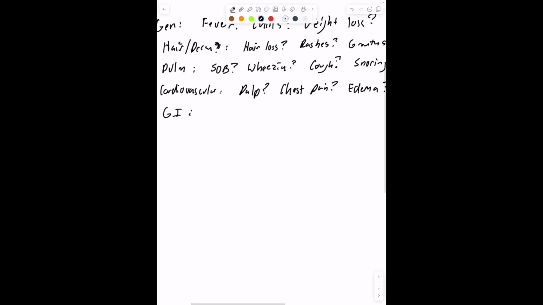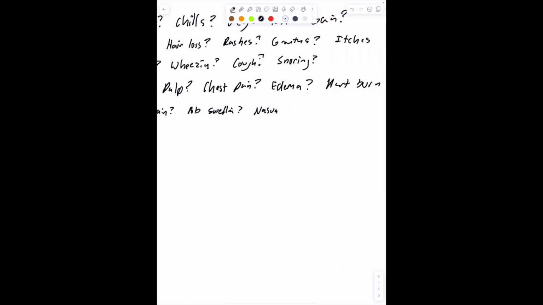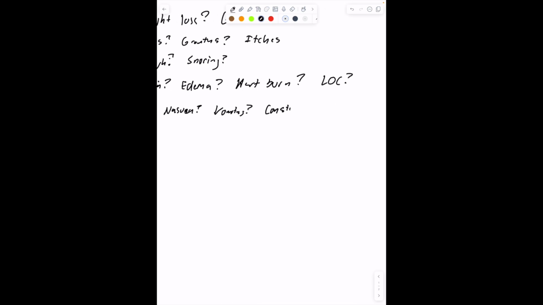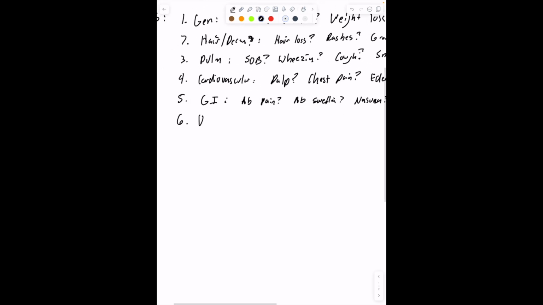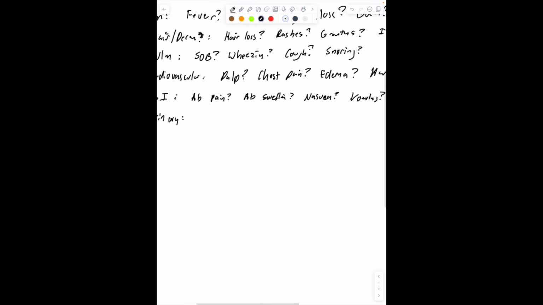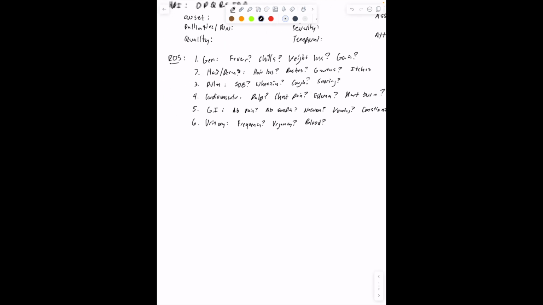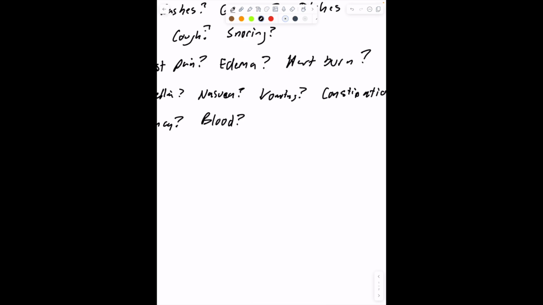So GI, abdominal pain, abdominal swelling, nausea, vomiting, constipation. Okay, and then urinary, and this would be like change in the frequency or urgency. Have you seen any blood in the urine? Basically a decrease in force. Do they stand closer to the toilet or not?